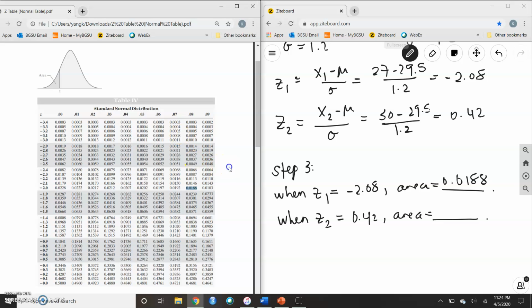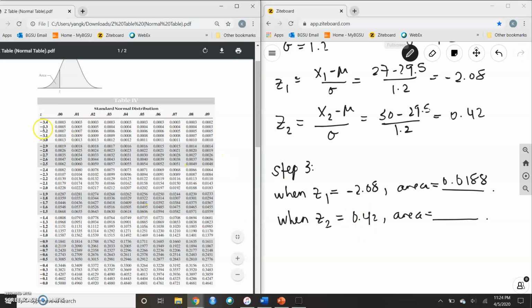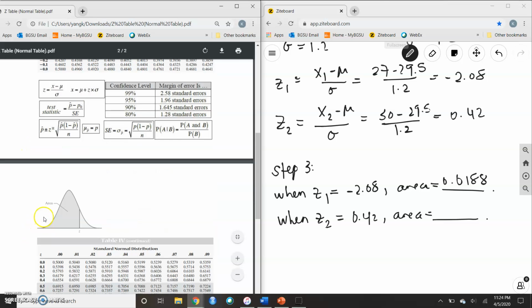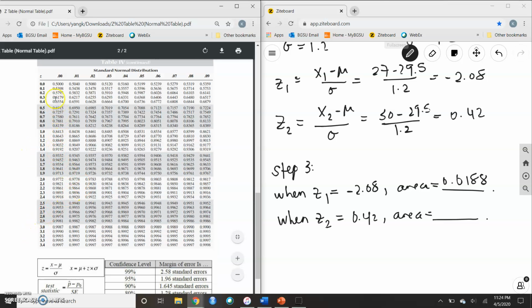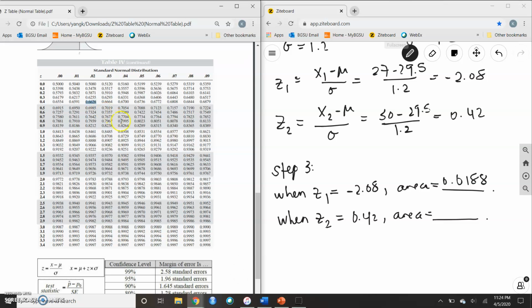For my second z-score, I have a positive number. And if you look, this side right here is only for negatives. If I keep scrolling down, we have the positive z-scores. So for 0.42, we're going to be looking for 0.4, matching it up to the hundredths decimal number with the 2. And so we see that when the z-score is 0.42, our area is 0.6628.